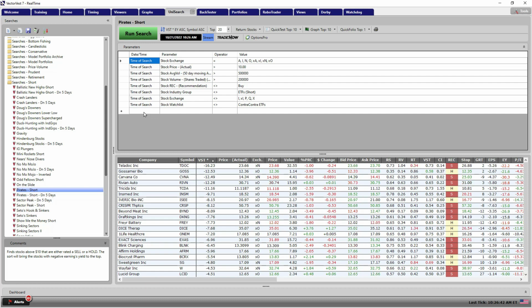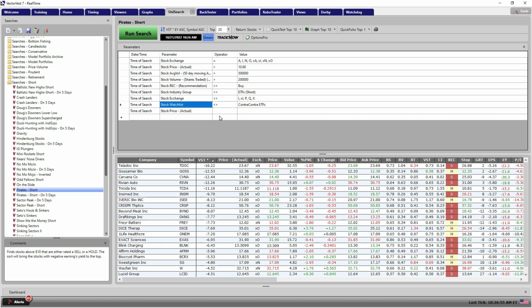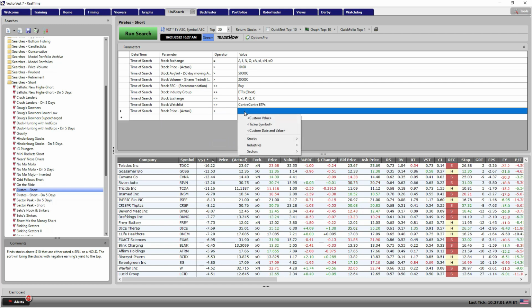So I'm going to take a look at this blank line. I'm going to say, all right, let's take a look at stocks, the price, and we're going to do the current price, the actual price. Under operator, I'll choose less than. And then under value, we're going to say custom date and value.